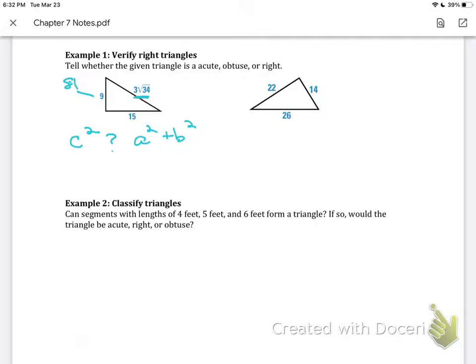15 squared is 225. Okay, 3 root 34. How do we square that? First you square the 3. 3 times 3 is 9. Then you square the radical 34. Radical 34 squared is plain old 34. Squaring it loses the radical.